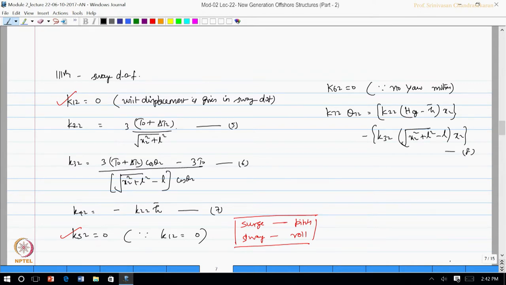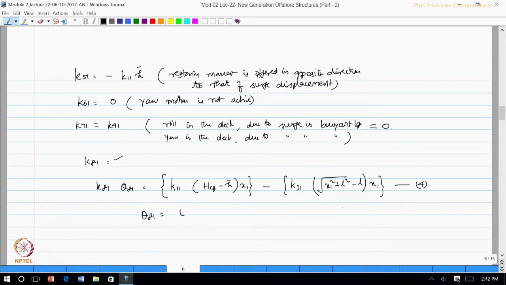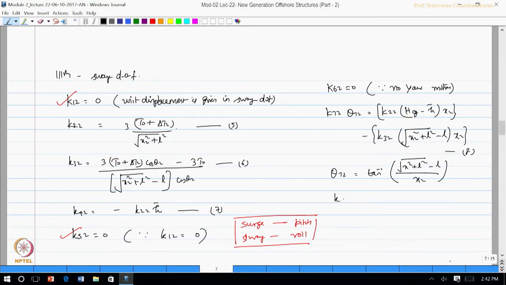Now interestingly, theta 72 simply is tan inverse of root of x2 square plus l square minus l by x2. By that logic, theta 81 can also be said as tan inverse of root of x1 square plus l square minus l by x1, okay, 4a. K82 and K92 will be 0 because there is no transfer of rotation from the leg to the deck.